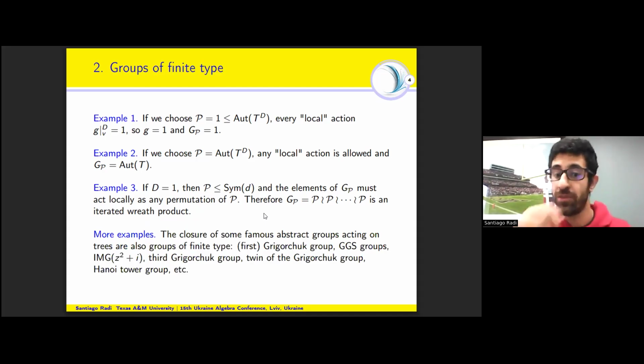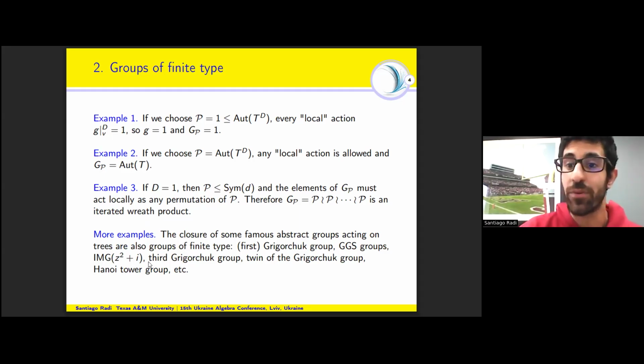And then more examples appear when Sunic proved in 2006 that the closures of regular branch groups are groups of finite type. And so now we have examples like the first Grigorchuk group and the closure of the first Grigorchuk group, the GGS groups, the iterated monodromy group of z squared plus i, etc. These groups of finite type are self-similar. They are branch, and moreover, they are regular branch. That is a particular family of branch groups.